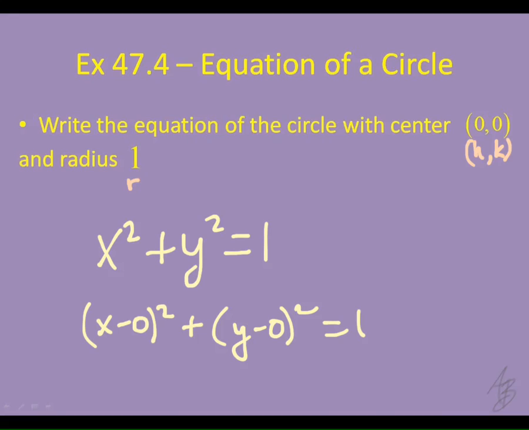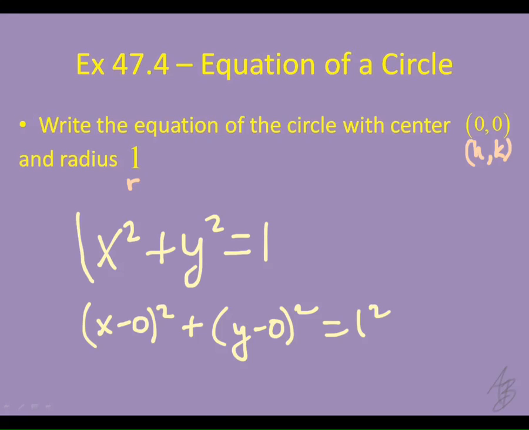So when we just plug all this stuff into the equation, we get x minus 0 squared plus y minus 0 squared equals 1 squared. Well, what is x minus 0? That's just x, right? So since x minus 0 is just x, this is x squared. Since y minus 0 is y, we're not taking anything from it, then we get y squared. And 1 squared is 1, so we get 1.